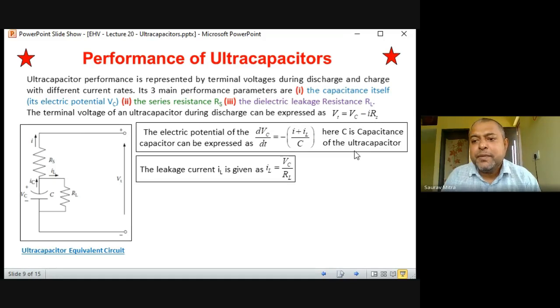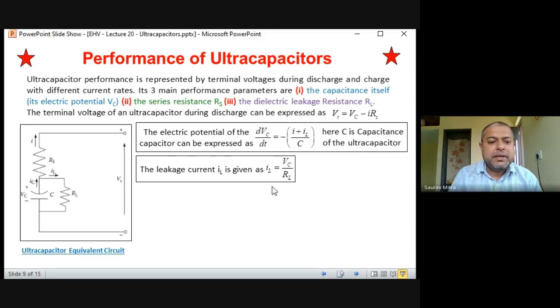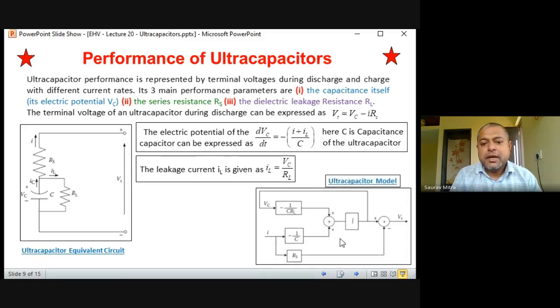So this is a very important slide. Every small formula you should understand. The leakage current is VC by RL. This is understandable. This is the voltage across VC, and this current is IL. So voltage divided by resistance is IL. Ultracapacitor model you can find out. So VC is related to minus 1 by RL coming here. This is this path. IL is getting added to this point, and minus IC is related to RS. So you can find this minus 1 by C. This is related to the I which is going outside. So this is this part. Now at this point, IL and I are getting added.